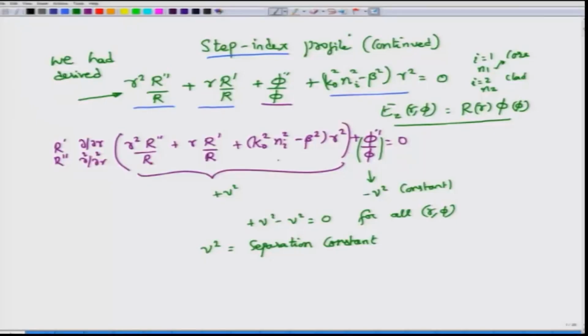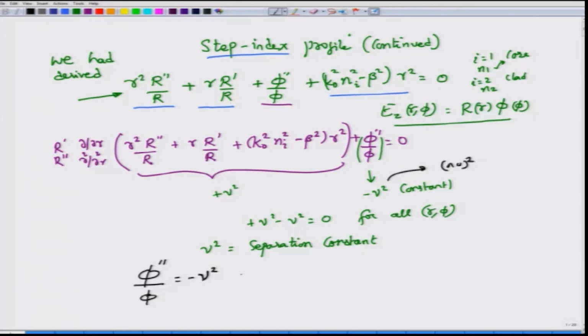Okay. Anyway, now that I have these two equations individually, I will separate them out and write something like this. I have phi double prime by phi equals minus nu square. Writing it, sometimes my nu does not really look like nu, it may look like v, please excuse that, please remember that this is nu. Okay. So, this is nu square.